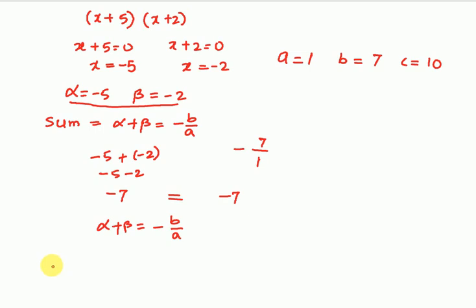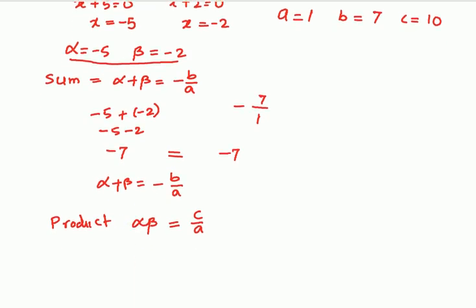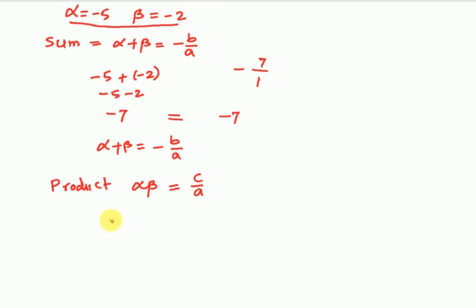Now we have to verify the second relation, that is the product of zeros. Product of zeros, alpha beta, is equal to c by a. We need to verify this. First take the product. Alpha and beta values are minus 5 into minus 2, which is minus minus plus, so it is 10. The c value is 10, the a value is 1, so it is 10. So both are equal. This means we have also verified alpha beta is equal to c by a. It is verified. Is that clear?